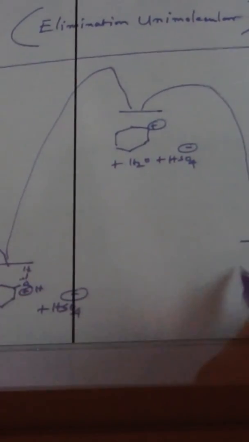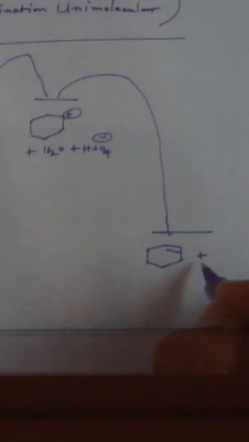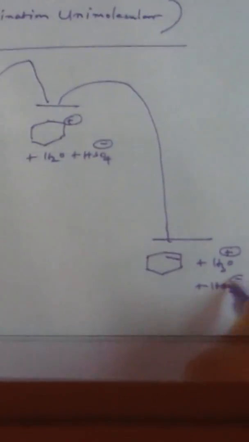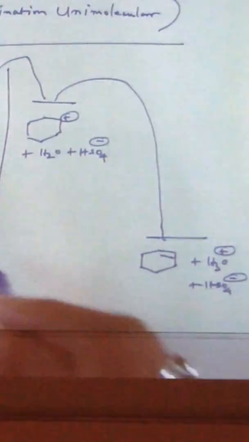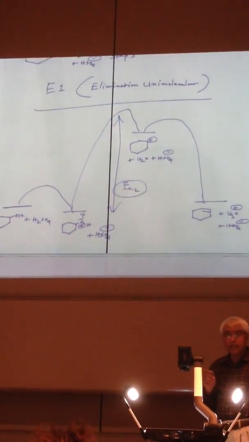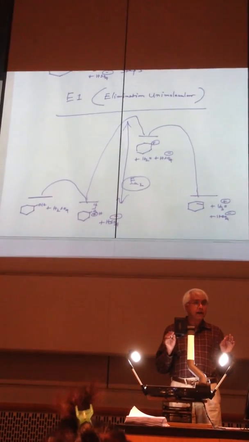Second step has a large activation energy barrier, generating the carbocation plus H2O plus HSO4 minus. And the third step giving you the alkene. So this is the energy of activation 2, which is the highest. So the pattern is very similar to what we have seen, except the third step, which is different.